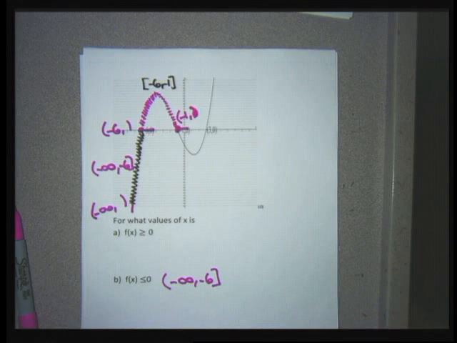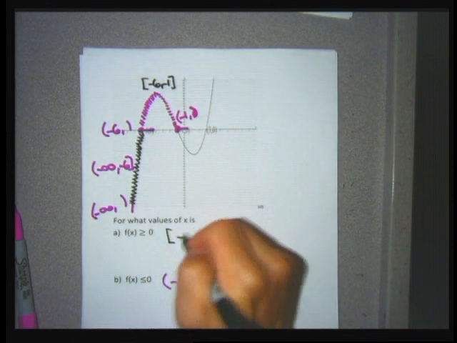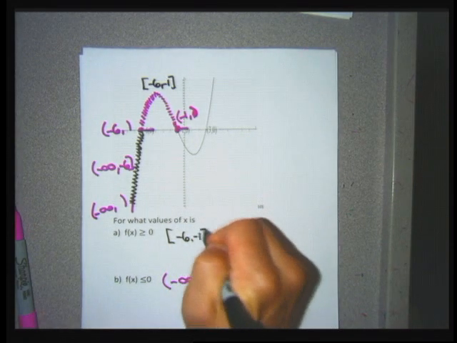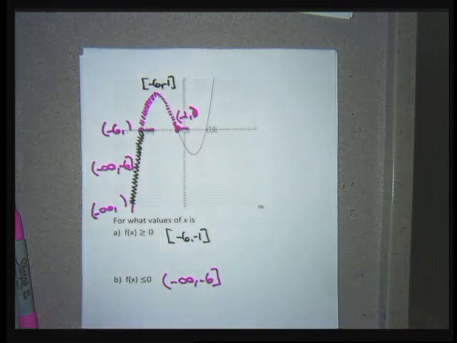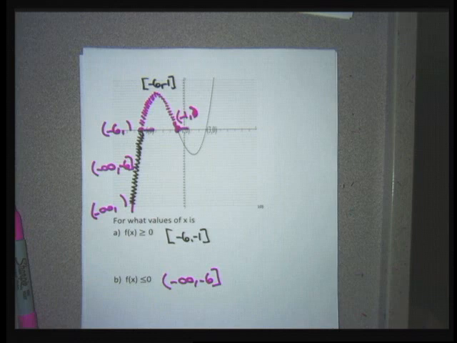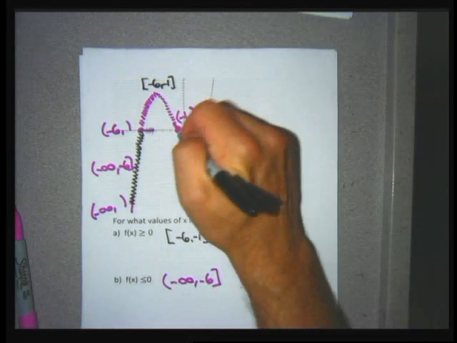That region's either above or below the x-axis. If it's above the x-axis, it goes for part A. If it's below, it goes for part B. Because it's above the x-axis, I'm going to put the interval between negative 6 and negative 1 in the top A answer. Start my graph again, and I'm going to go around till I hit another x-intercept or the end of the graph, whichever happens first.